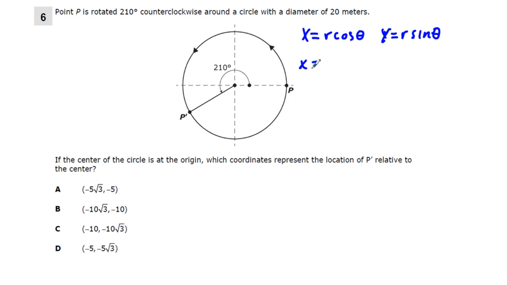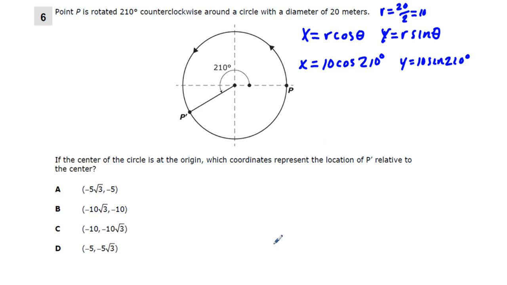So x is equal to, and we're given our r, and what is our r? R is equal to diameter over 2, so our radius is going to be 20 over 2, which equals 10. So x is equal to 10 cosine of our angle in standard position. That's definitely 210 degrees. So that's going to be our x value. Our y value is going to be 10 sine of 210 degrees.